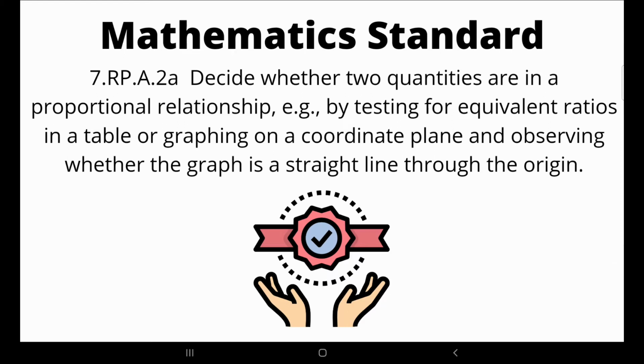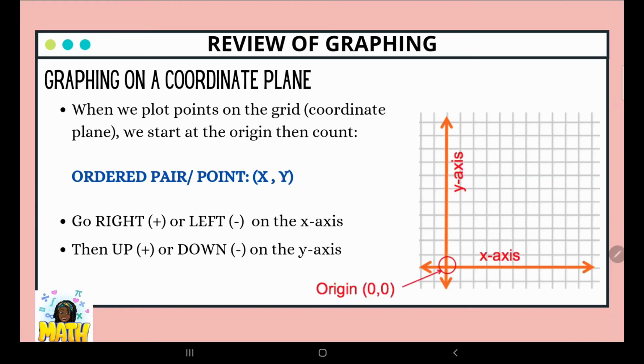Today we're going to be looking at standard 7.RP.A.2a. Decide whether two quantities are in a proportional relationship by testing for equivalent ratios in a table or graphing on a coordinate plane and observing whether the graph is a straight line through the origin. Before we get into our lesson on proportional relationships, let's review graphing on the coordinate plane.